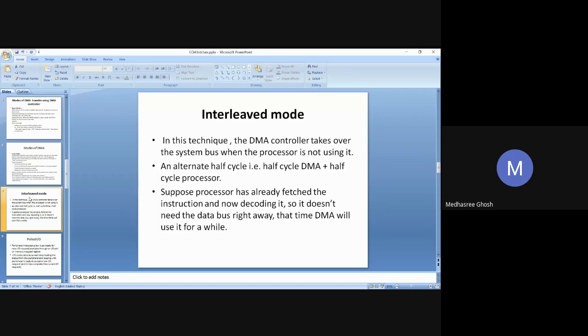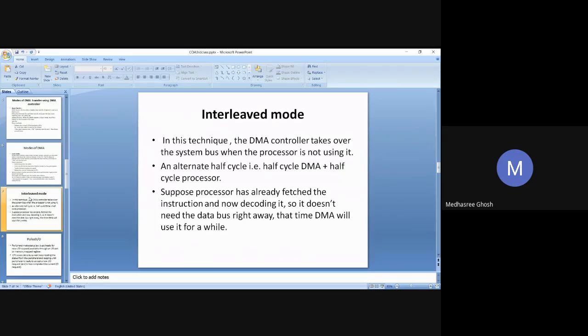The DMA, when it sees that the CPU is not using the buses anymore, transfers the data until the CPU is again demanding the buses. Suppose we are adding two data. When we have fetched the operator and operands and decoded it, we don't need the buses anymore as of now, because we are doing the calculations in the ALU, the arithmetic logic unit. We are doing the addition in the ALU. That is why we don't need the buses right now. So the DMA keeps monitoring that.